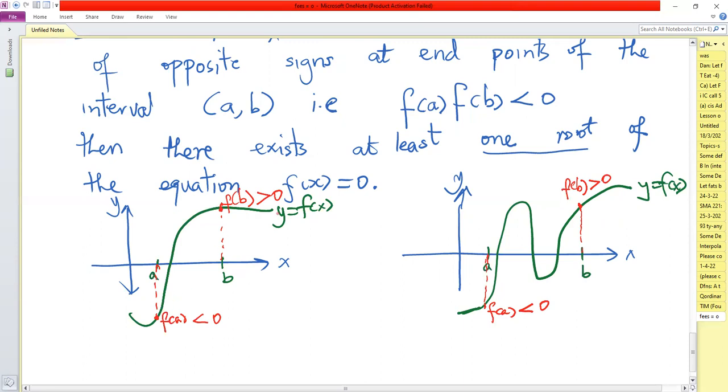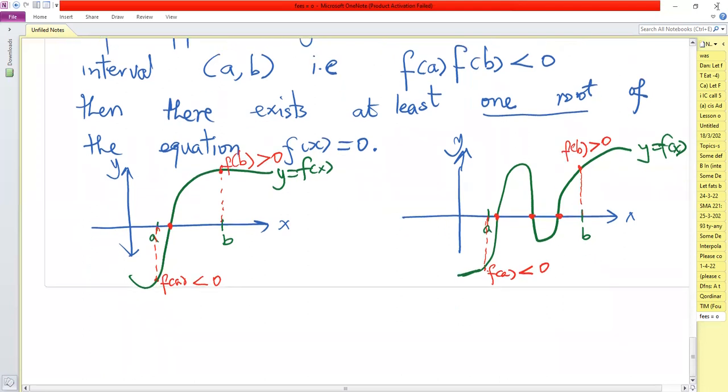So you see, because y equals f of x is a continuous function, with f of A being negative and f of B being positive, we are always assured that the graph cuts at least one point on the x-axis between A and B. Similarly, for this case, f of A is negative and f of B is positive. Because f of x is assumed to be continuous, the graph must at least cut the x-axis at some point.